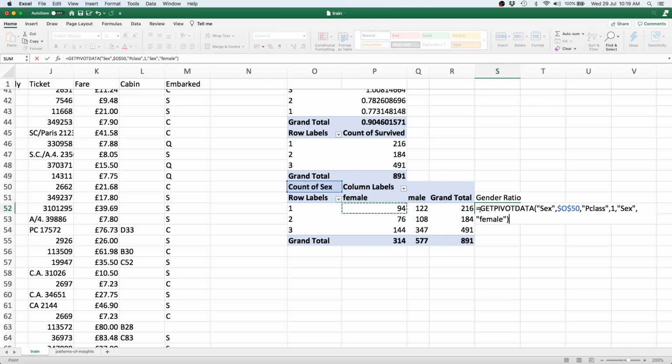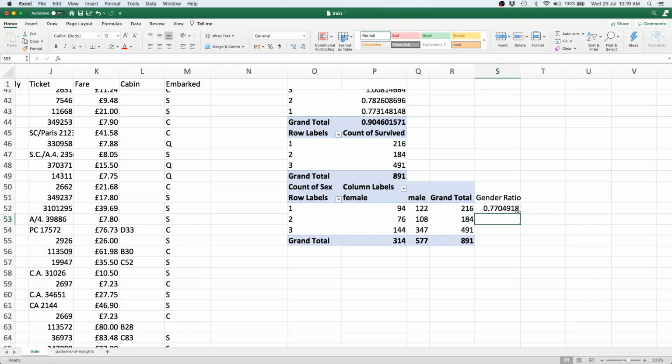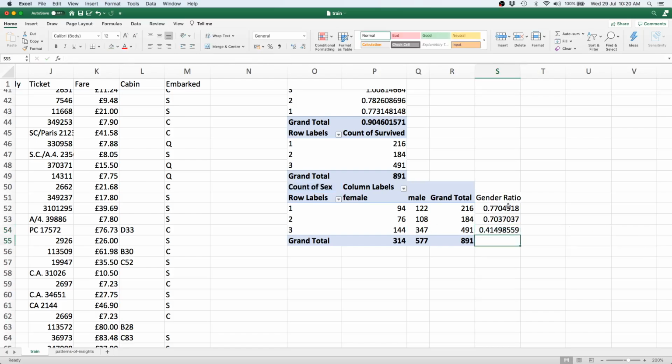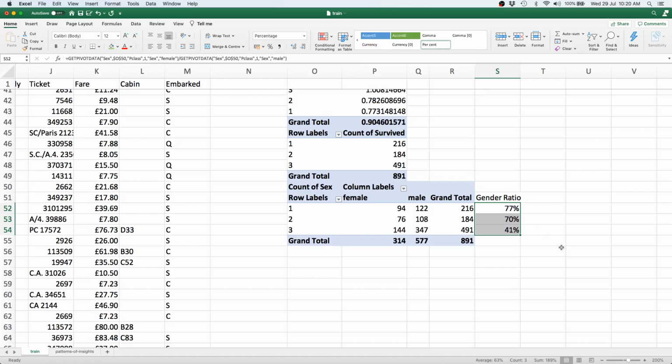You'll see that a large formula has appeared here, but that is because this is not a literal value, this is a computed value. The pivot table has actually computed that value for us, and then we divide it by this particular value and we press enter, and that's basically the gender ratio for the first class. Again, let's do the same here. We say that we want to divide this value by this value, and there it is. And then again, for the last class, we say we want to divide this value by this value. And then again, for the sake of presentation, let's format these as percentages.